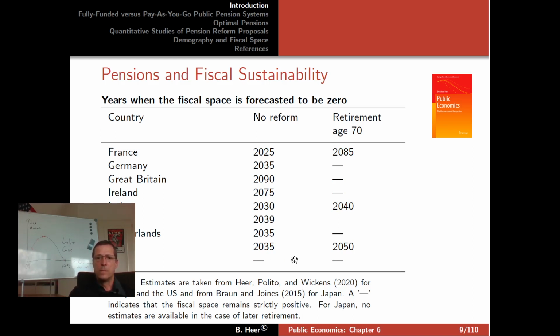The hyphen here indicates that the fiscal space remains strictly positive, so the fiscal space is above zero and we can finance pensions with labor income taxes only.